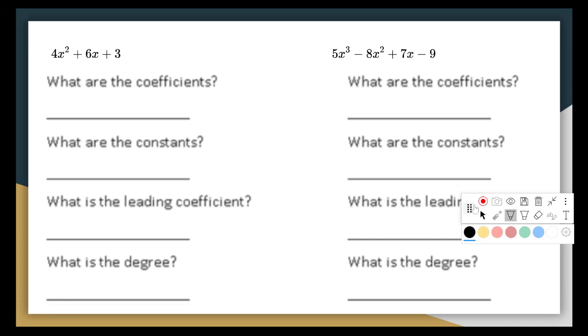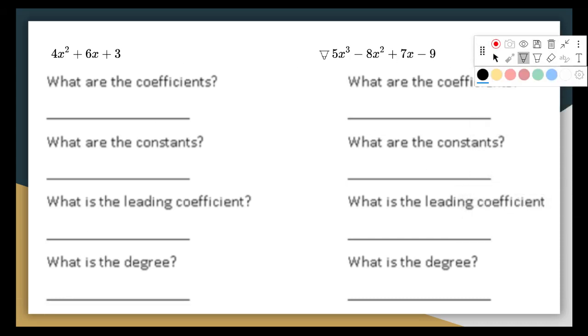Okay, so let's start with some questions here. I have 4x squared plus 6x plus 3. Let's talk about the coefficients. Remember, coefficients are the numbers in front of the variables. So that's 4 and 6. The constants are the numbers by themselves. There's only one number by itself with no variable. That's 3.